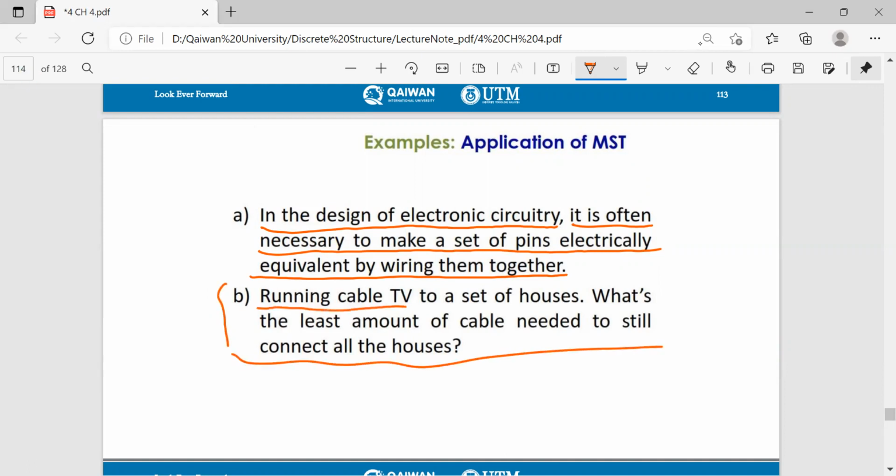We are running cable TV to a set of houses, and we ask what's the least amount of cable needed to still connect all houses. We want to connect all the houses by using the least amount of cable. In this case, we also can use the minimum spanning tree.